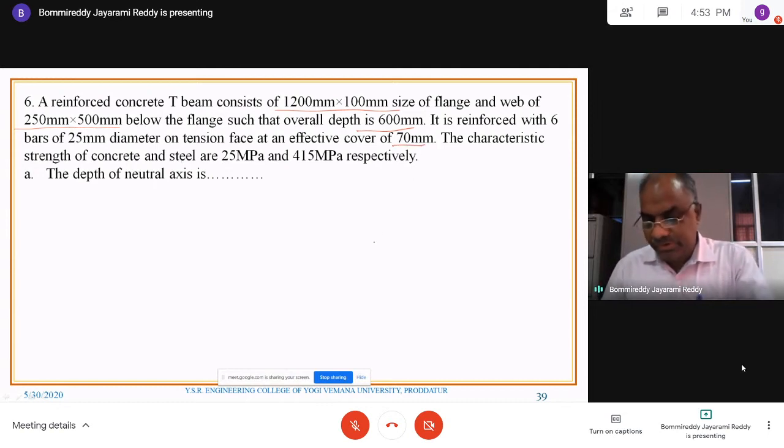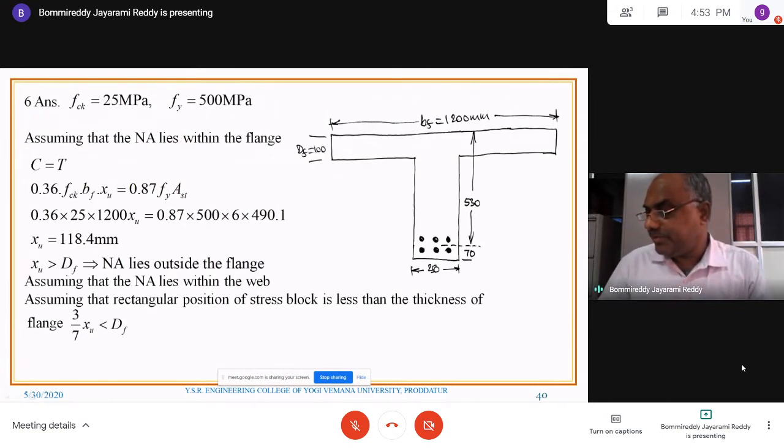So here the question is, this is a T-beam, 1200 effective width, 100 effective depth of the flange, 6 bars of 25 mm dia used at an effective cover of 70, web width is 250, effective depth is 530. This is the overall question given. And characteristic strength for concrete 25, for steel 500.